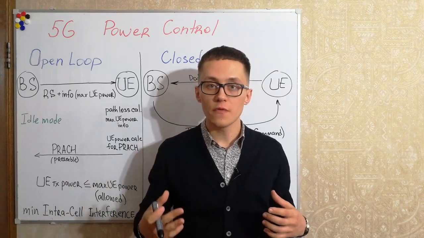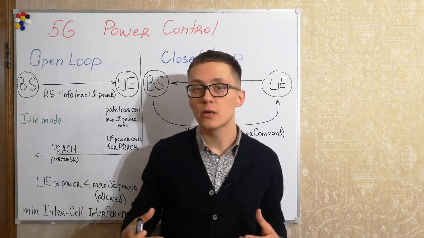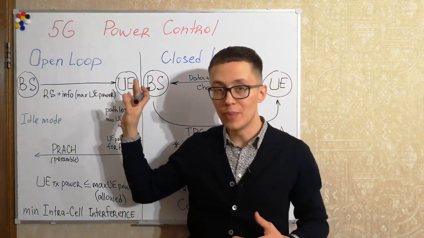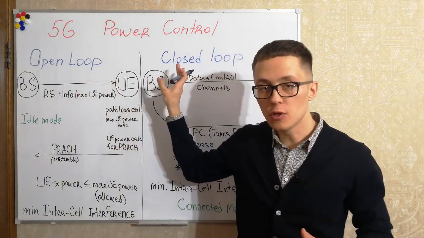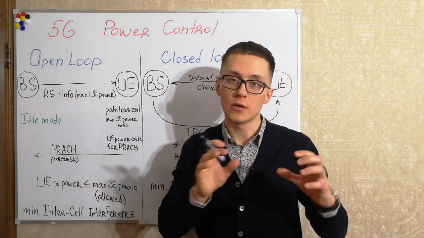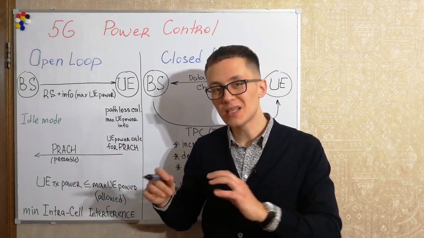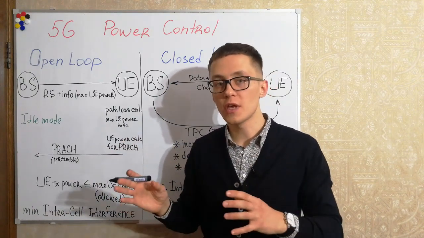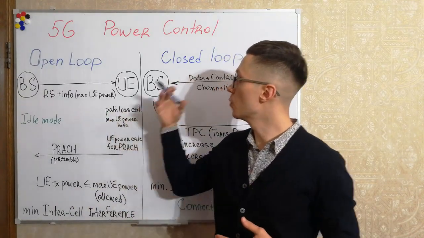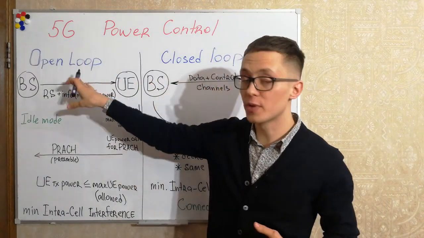So all of this should be managed, and that's why in uplink we can use open loop and closed loop power control. Basically, open loop and closed loop are pretty similar in 3G, 4G, and 5G. It's basically the same. So that's why it's very important to understand what open loop means and what closed loop means. Let's start with open loop, actually.